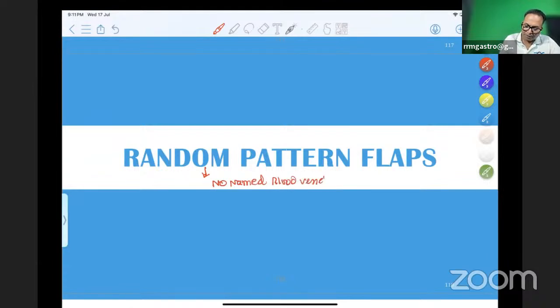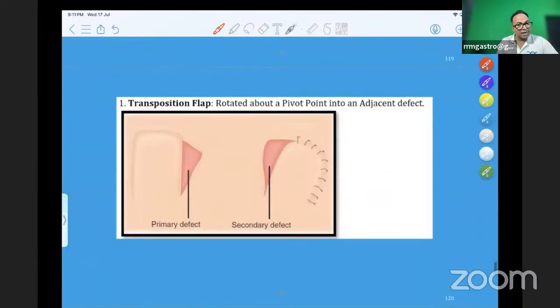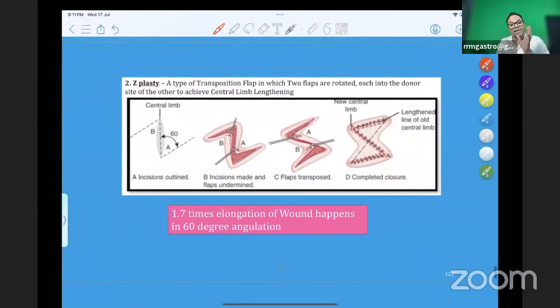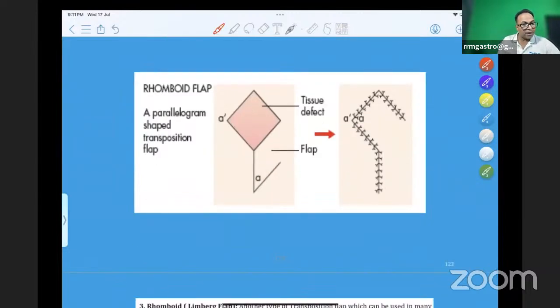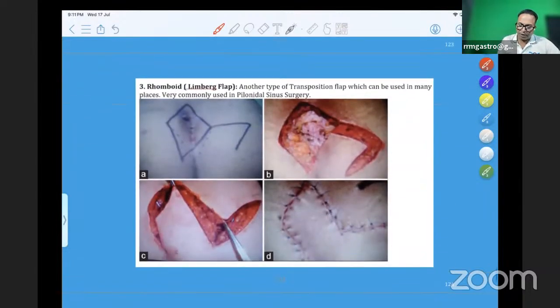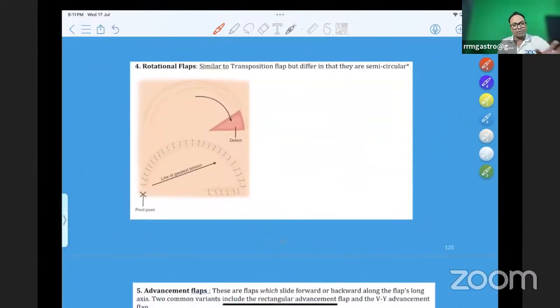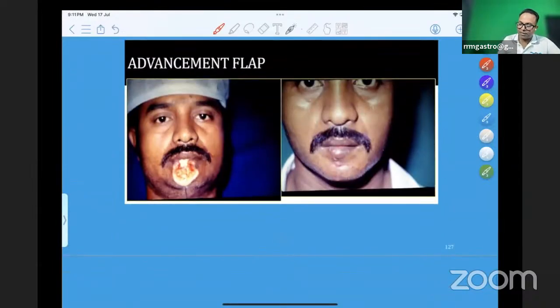What is the opposite of a random pattern flap? Anybody? These are the random pattern flaps I'm discussing here: this is a transposition flap, this is a transposition flap, this is a type of random pattern flap, the rhomboid flap is a random pattern flap, this is a Limberg or rhomboid flap for a pilonidal sinus, this is another rotational flap similar to rectangular rotation, this is a circumferential rotation, this is VY advancement, rectangular advancement flaps. This is a flap for lip advancement.